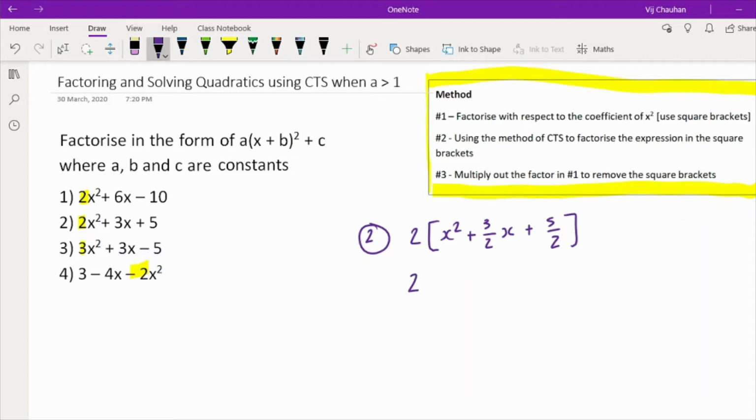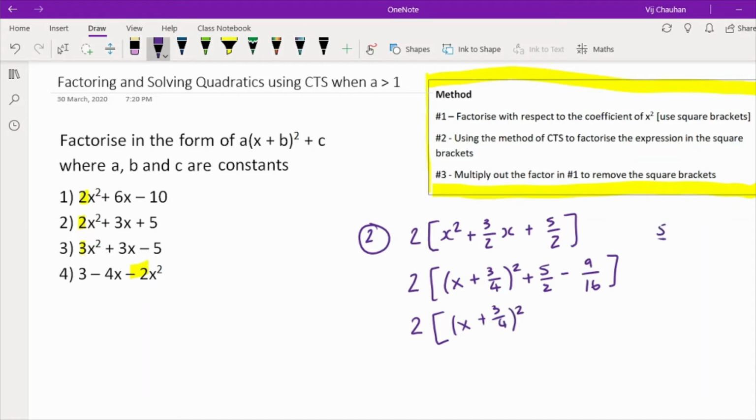So again, not forgetting the 2, I've got here bracket x plus 3 over 4 squared plus 5 over 2 minus, again a common mistake that you can make, minus 9 over 16. And there is our square bracket. So then simplifying this, we get x plus 3 over 4 squared.